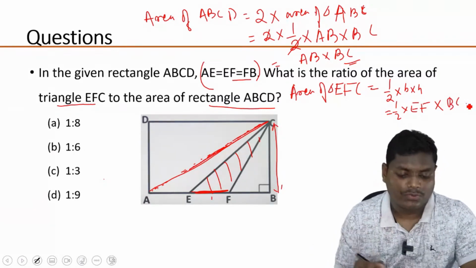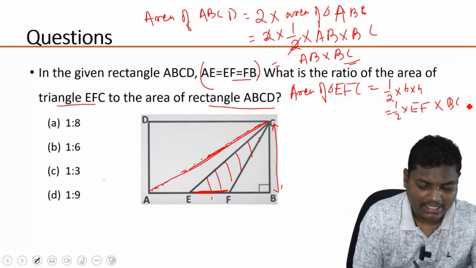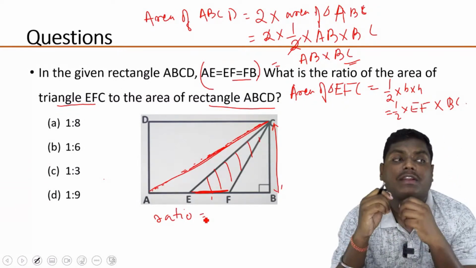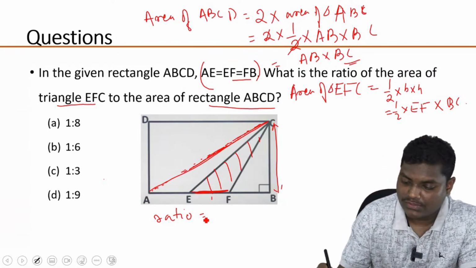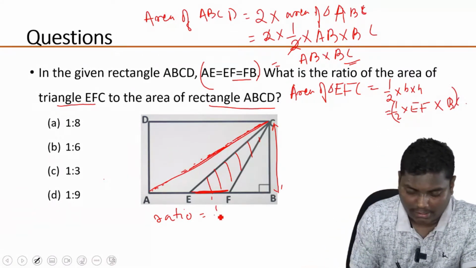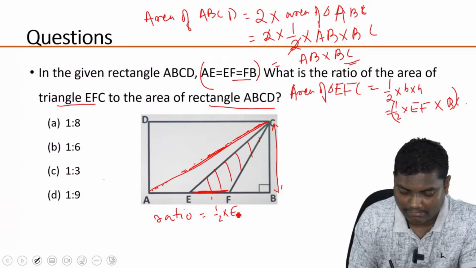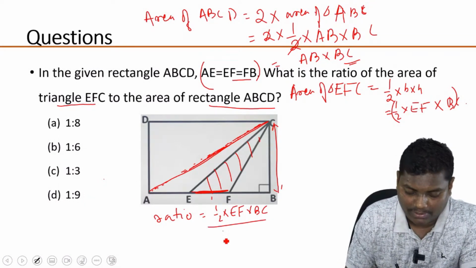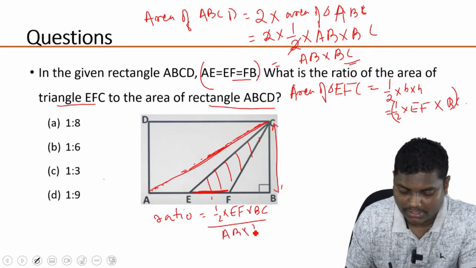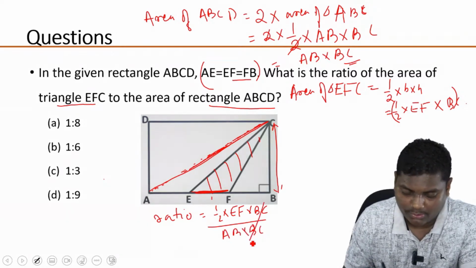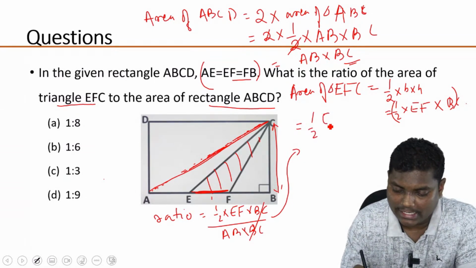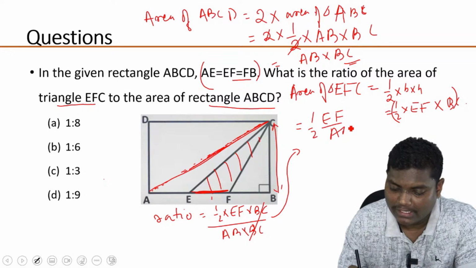So if we write the ratio of the triangles, we'll just plug in the values: half into EF into BC upon AB into BC. Now you can see BC will cancel out. So it will be half into EF upon AB.